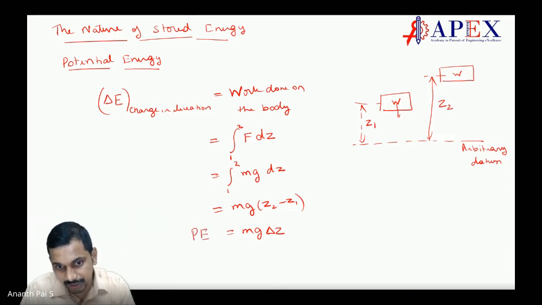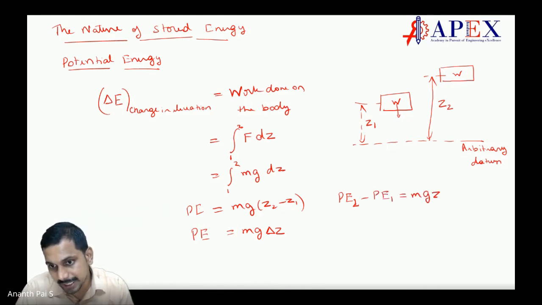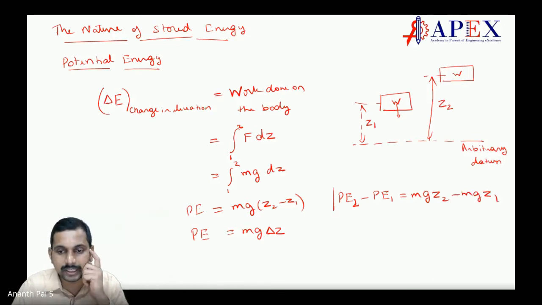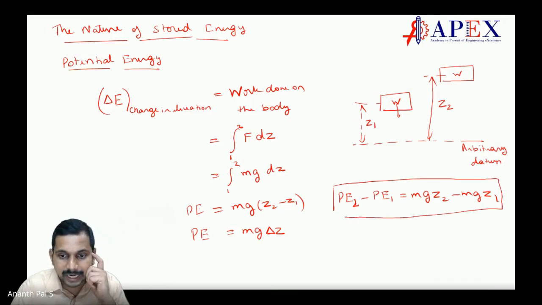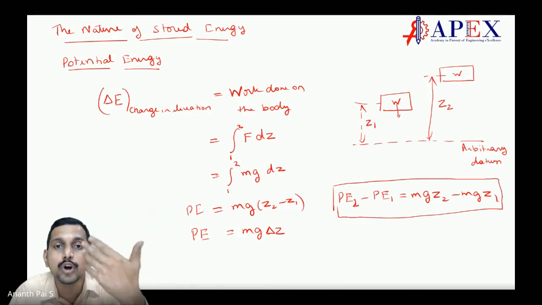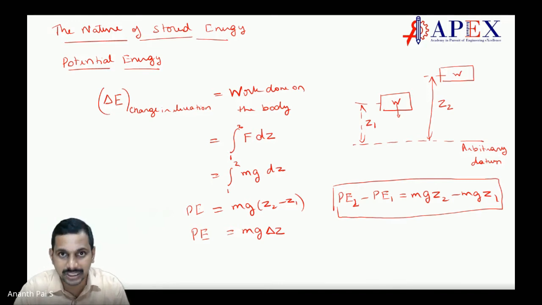This potential energy is mg delta z, or I can say potential energy 2 minus potential energy 1 is equal to mgz2 minus mgz1. Why did I do these things? To understand that potential energy also comes from F d cos theta, or F dotted with D. What is the force? This one. What is D? It is going up. So this is F dotted with D.